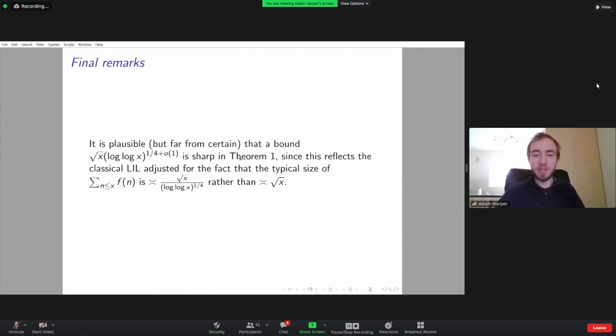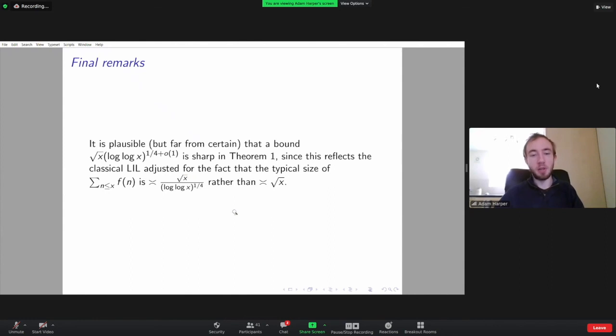In the random multiplicative case, the typical size at a point is not root x, it's root x divided by (log x) to the 1/4. And the lower bound we had in the almost sure theorem, Theorem 1, is again this thing multiplied by root log x. So the relationship between the behavior at a point and the lim sup behavior is the same in the random multiplicative case in Theorem 1 as in the classical case. The answer is just different because the typical size at a point is different by this factor of log x. So this is a reason to believe that this exponent 1/4 might be sharp. It's far from being a proof of that, though.